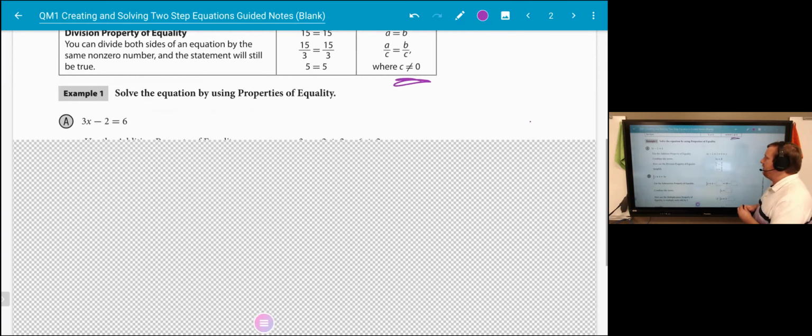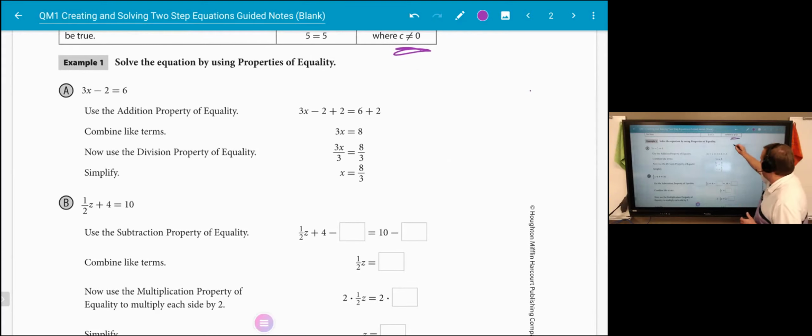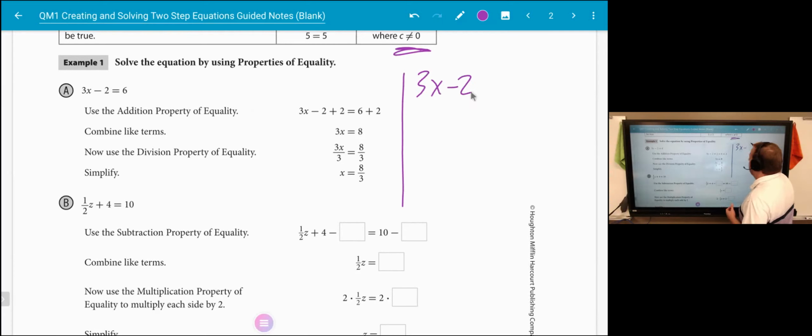Solve equations by using the property of equality, right? I'm going to do this. I'm going to set this up like I've been talking to you. Oops. 3x minus 2 equals 6.